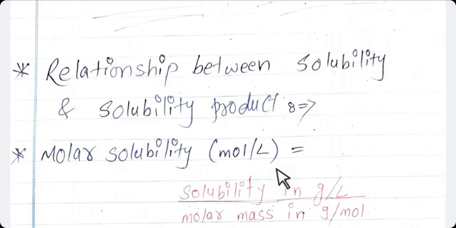So students, as you have seen, we are studying the relationship between solubility and solubility product, and here there are two definitions. One definition is for solubility and another definition is for molar solubility. The formula of molar solubility is mole per liter, meaning solubility in gram per liter upon molar mass in gram per mole. This is the formula of molar solubility.